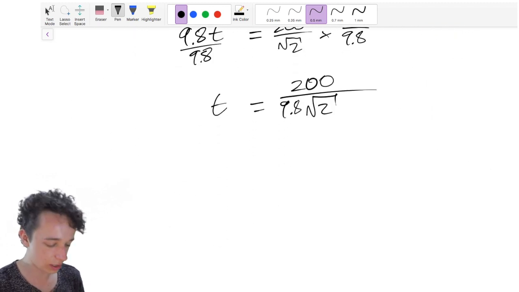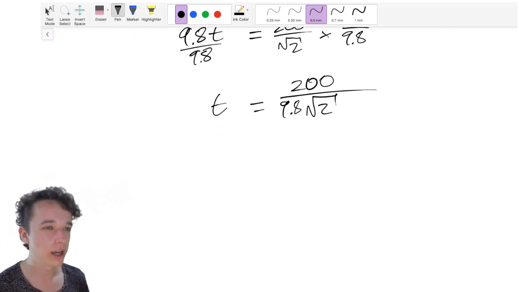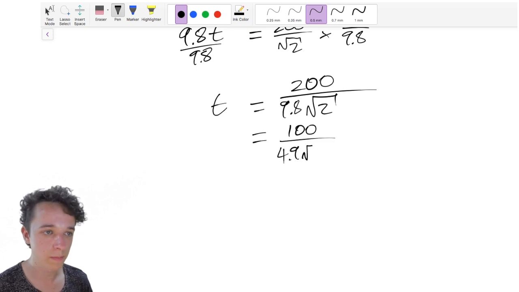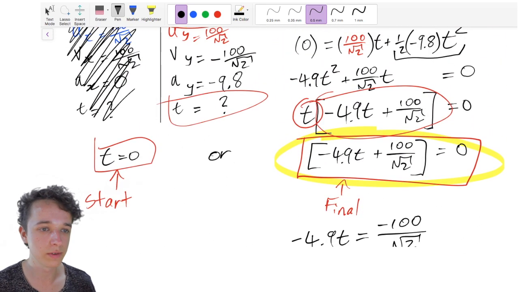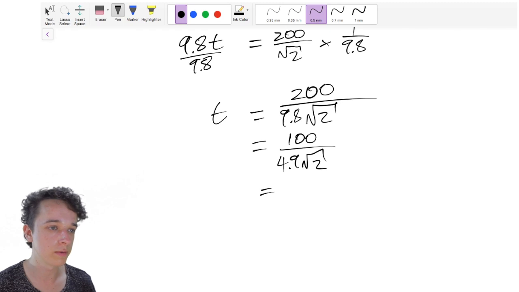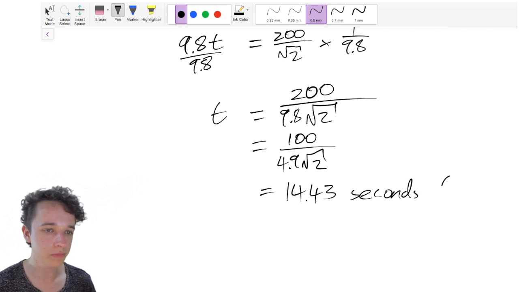If you put it into the calculator, you get... Actually, I'll just say that we can rewrite this as 100 over 4.9 root 2. And that's equivalent to the time that we got using the previous method, which was 14.43. 14.43 seconds to 2 decimal places. And that's a good sign that we got the same thing, right?